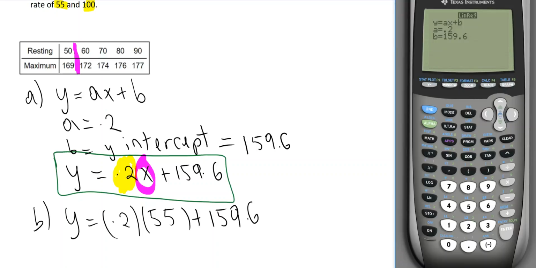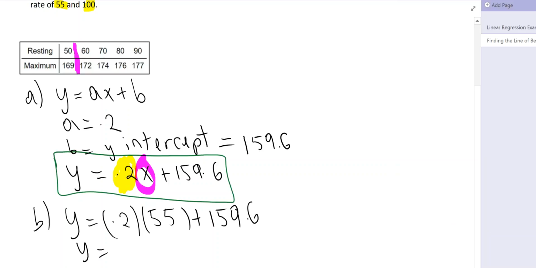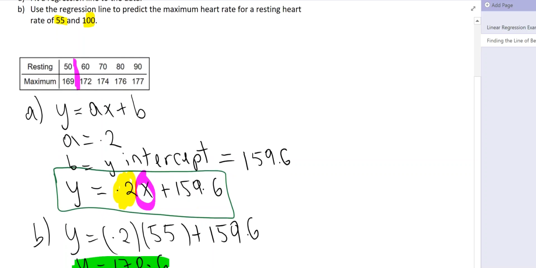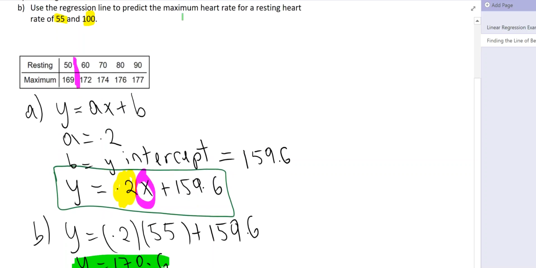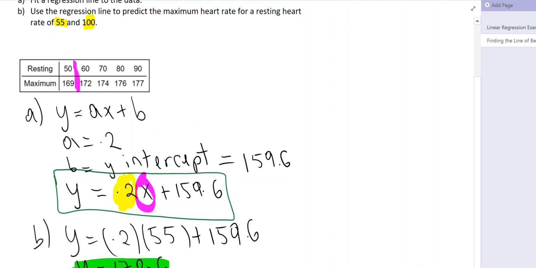Let's put that in our calculator. I have 0.2 times 55 plus 159.6, and I get 170.6. So Y is 170.6. Using this line, we predicted that the maximum heart rate for a resting heart rate of 55 is 170.6.